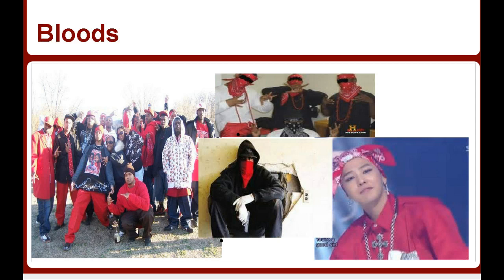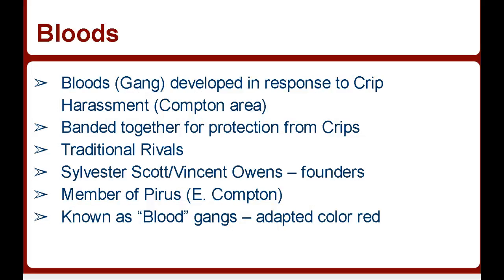Bloods, on the other hand, just like the name sounds, they wear blood. Or they wear red, I'm sorry. The Bloods were developed in response to the Crip gang and their harassment. They basically came out of the Compton area. They banded together for protection. Crips and Bloods are traditional rivals. They do not get along.